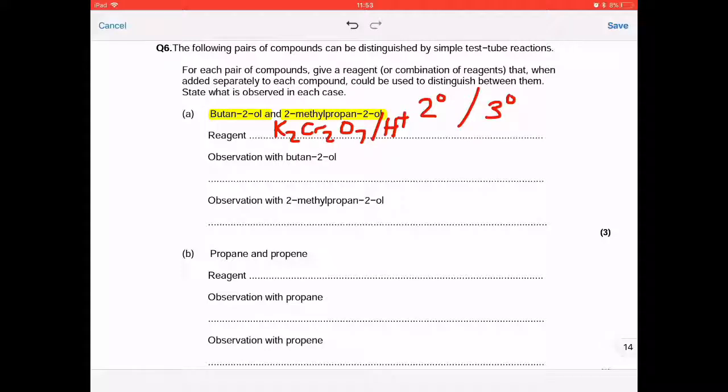So the observation with butan-2-ol, because it's secondary, it can be oxidized. It will go from orange through to green to show that it's been oxidized from a secondary alcohol to a ketone. And finally, the tertiary alcohol can't be oxidized, so there is no change. And that will get you all 3 marks for that question there.